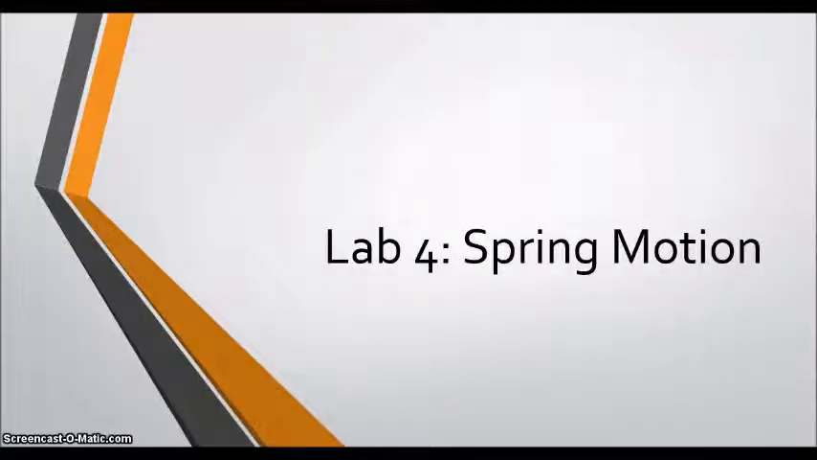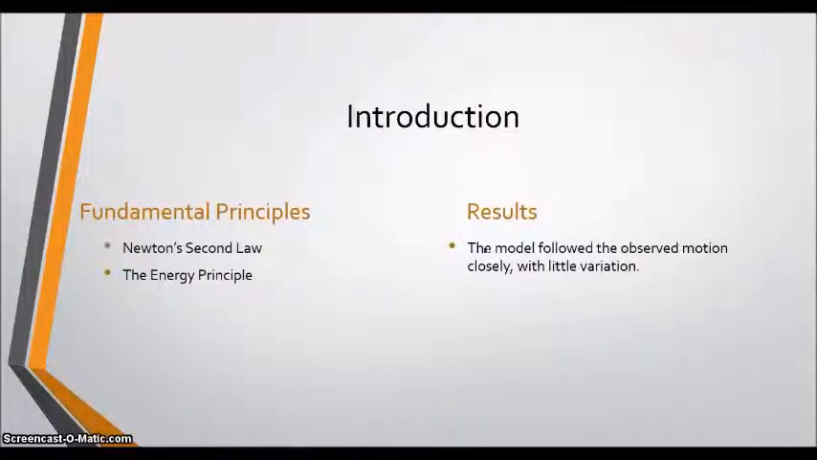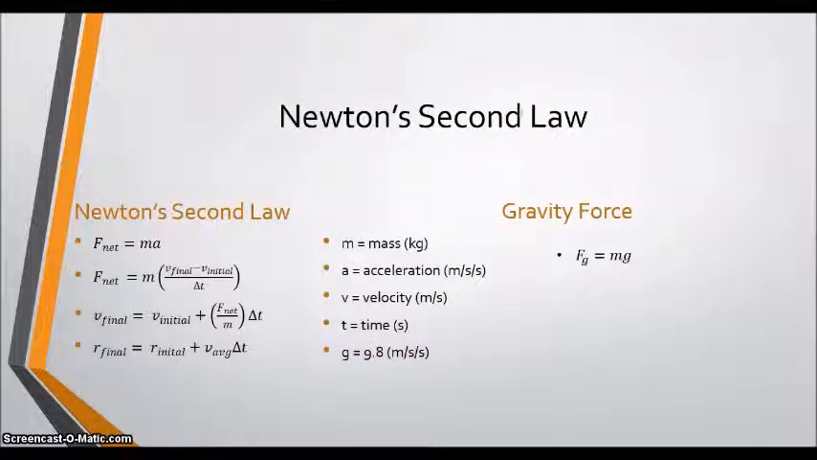Lab 4, spring motion. This lab analyzes the multidirectional motion of a spring using Newton's second law and the energy principle. The motion of the spring was analyzed in Tracker, and a model was made in VPython. The results show that the model followed the observed motion closely with little variation, and that the energy principle was fulfilled with delta E equaling 0.